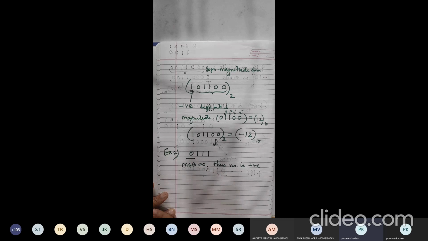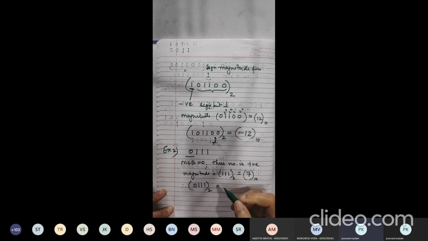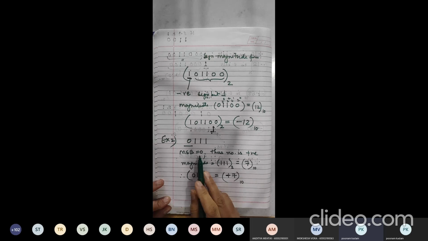To find out the magnitude of this number, you must find the decimal equivalent of the remaining binary sequence, that is 111. So 111 in binary is equivalent to decimal number 7, right? So therefore 0111, this sequence, is representing decimal number plus 7. Because the MSB bit is 0, it is indicating that the number is positive, so we are representing the number plus 7, right?